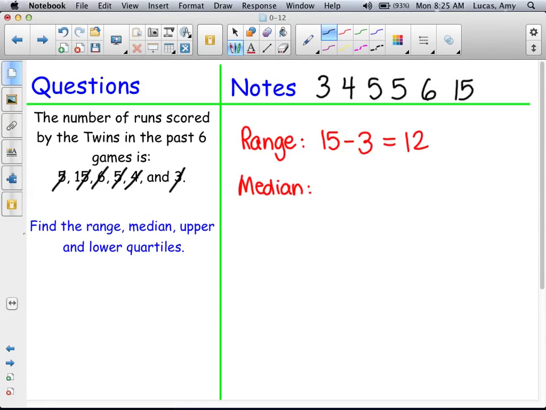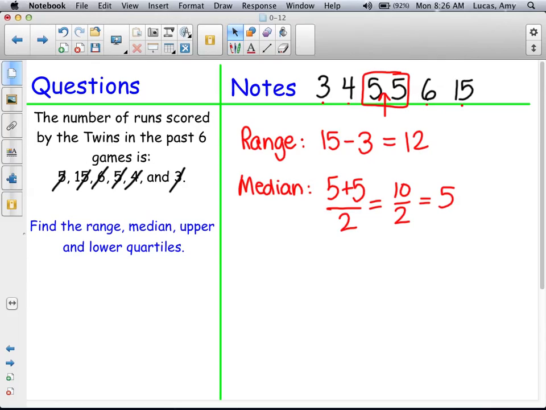Okay, the median is the number in the middle. So what happens when we get to the middle is we have 2 5s. So we are going to have to average them. Well, 5 plus 5 is 10, and 10 divided by 2 is just 5. So because both of those numbers were 5s, our median stays at 5.